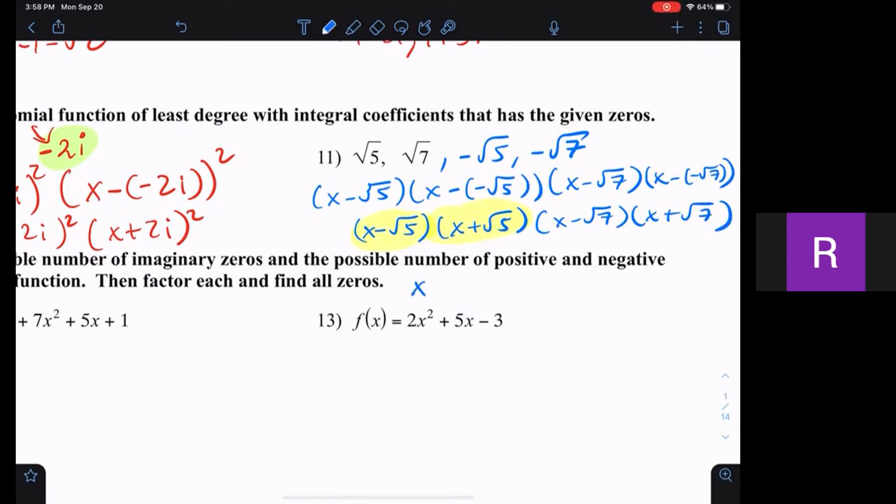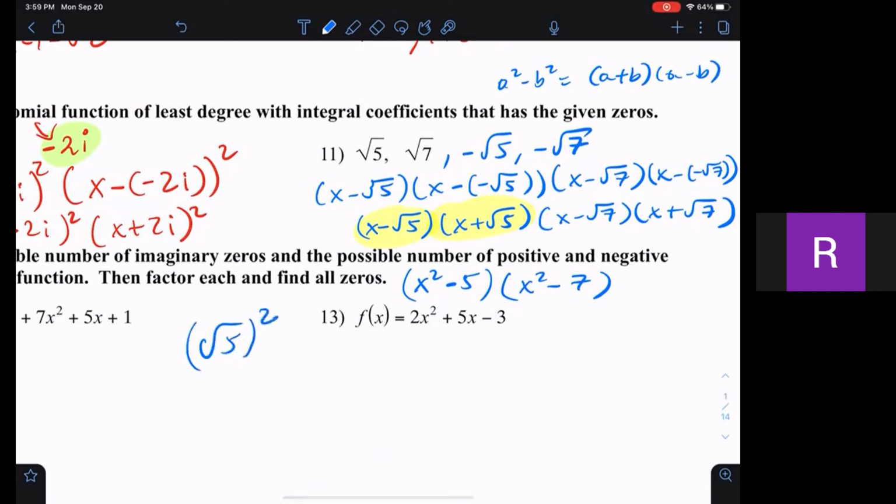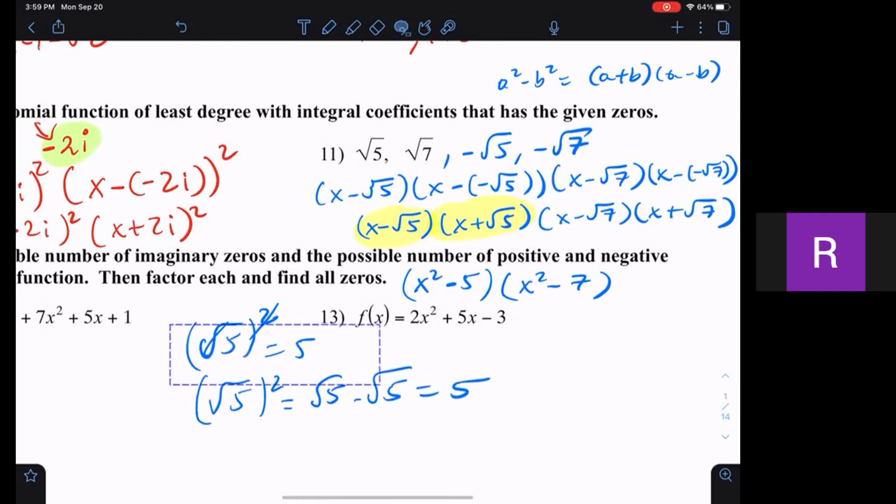So this is going to be x squared minus the square of this, which is 5. And then the same thing here: x squared minus the square of that, which is 7, right? Remember, a squared minus b squared equals a plus b times a minus b. So that's the reason I'm squaring the a and then the b. If you square the x, it's x squared. If you square the root 5, you get 5, right? It's the same as this. Okay, that's the same.